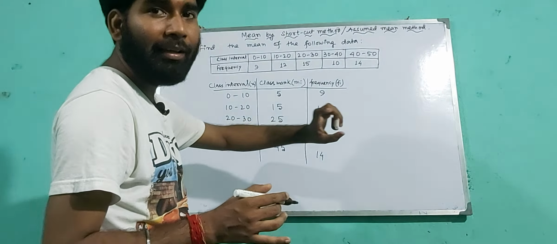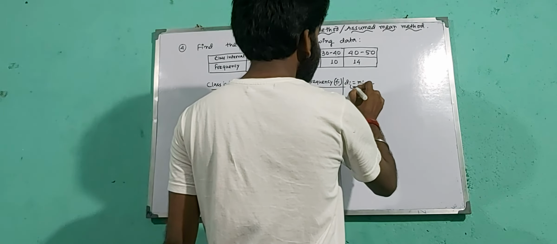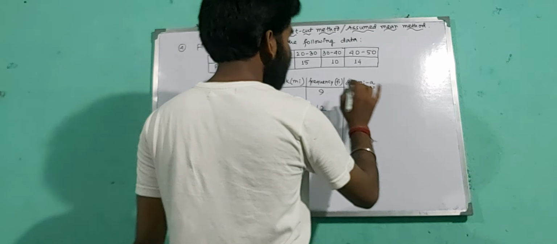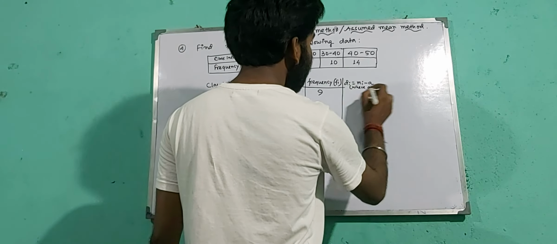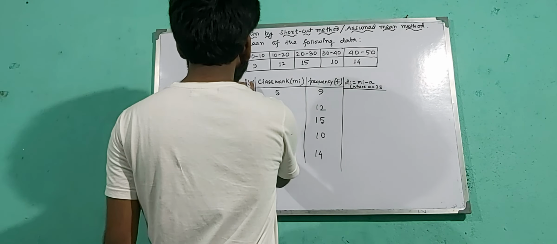You can give it the name di, any name you can give. di equal to mi minus a. You can write in the bracket where a equals to how much? I will tell you how I have taken it. I am just writing it down now. Where a equals 25.